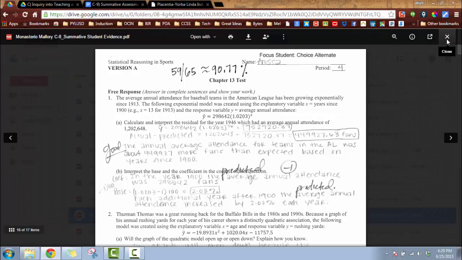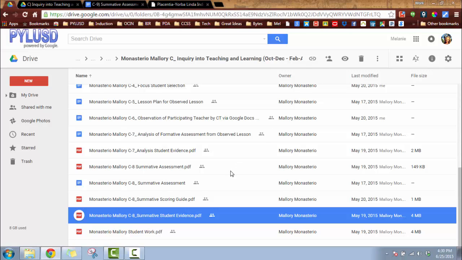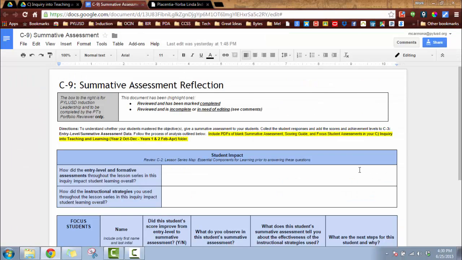You don't have to label your focus students, but it's a nice touch, and it really does help your CT, portfolio reviewer, and me. So that would be lovely, even if you did it in pen at the top of their assessment copies before you scanned them. And then you're going to look at this document.